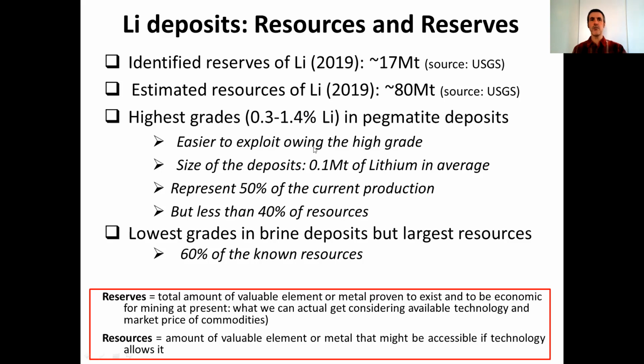These deposits are easier to exploit owing to the high grade and the size of these deposits, about 0.1 million tons of lithium on average, and they represent about 50% of the current production. But they represent less than 40% of the resources. The lowest grades are in brine deposits, but these deposits have the largest resources, about 60% of the known resources.